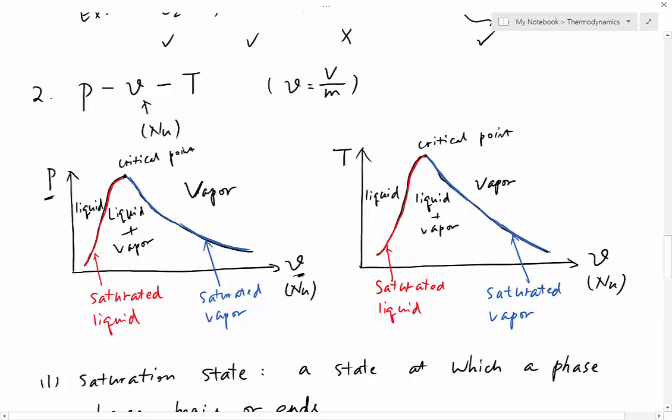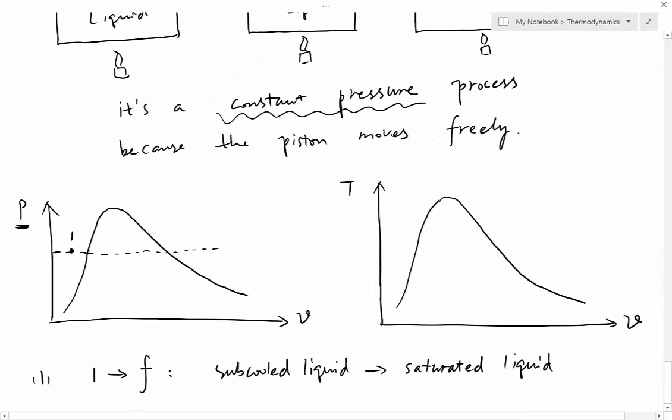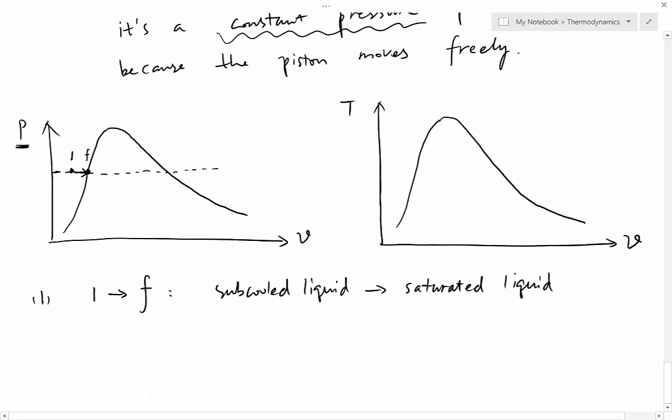Here, the P versus nu diagram. Where is saturated liquid? It's in red. So the left half of the vapor dome. So it must be right on the dome. This is where point F is. Point F. Okay, 1 to F to the right. And F must be right on the left half of the vapor dome because it's saturated liquid. That's 1 to F. Okay, next one.